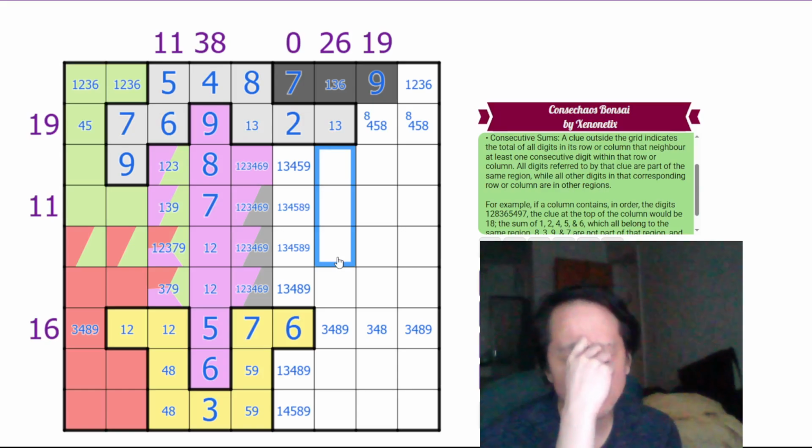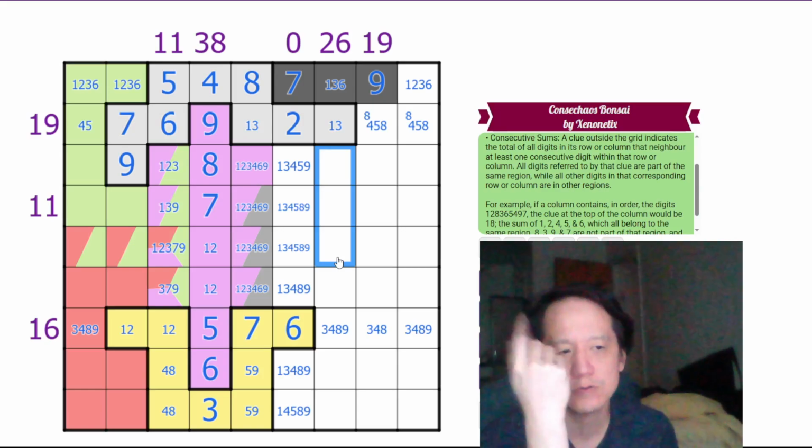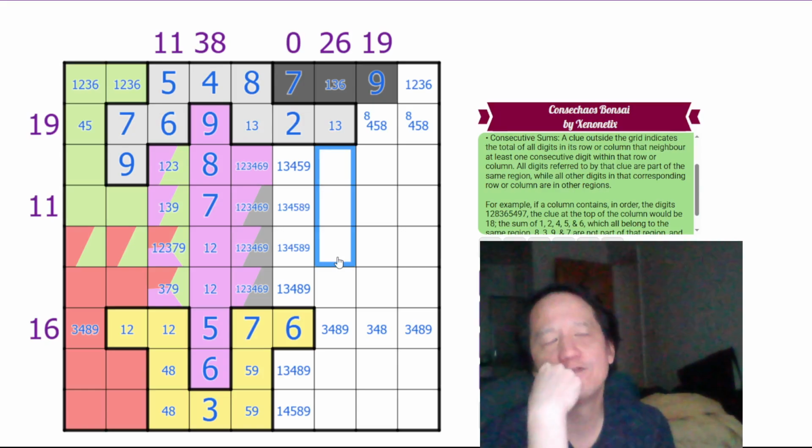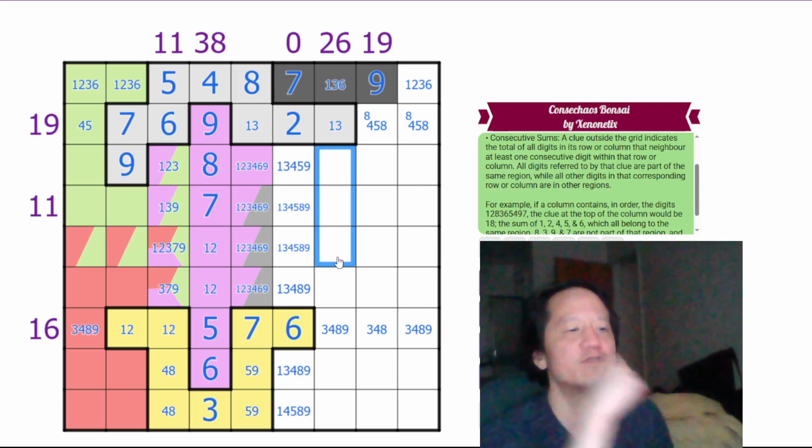So 2, 3, 4, 8, 9 works. 3, 4, 5 would not work with anything. That's 12. And then you would have to have 2 consecutive digits, which is an odd sum, adding with the even sum to add up to an even total, which is not allowed. 4, 5, 6. Does 4, 5, 6 work?